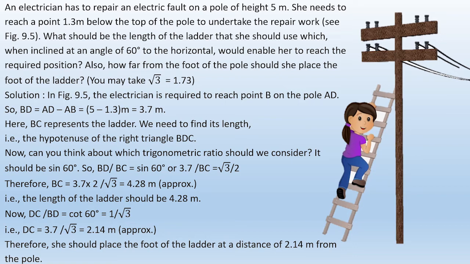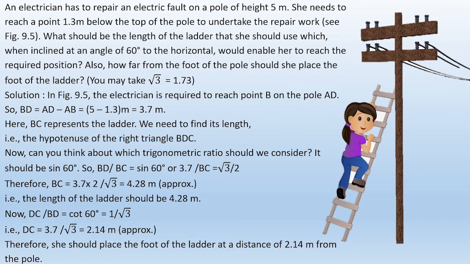The ladder is represented by BC. Here we can get a right angle BDC. Here, to find the length of the ladder, we need to find the value of BC. Here we are going to use the trigonometric equation sin 60 degree. So we can say BD by BC is equal to sin 60 degree, or 3.7 by BC is equal to root 3 by 2. Therefore, BC is equal to 3.7 into 2 divided by root 3, that is equal to 4.28. So we can say that the length of the ladder is 4.28 meter.